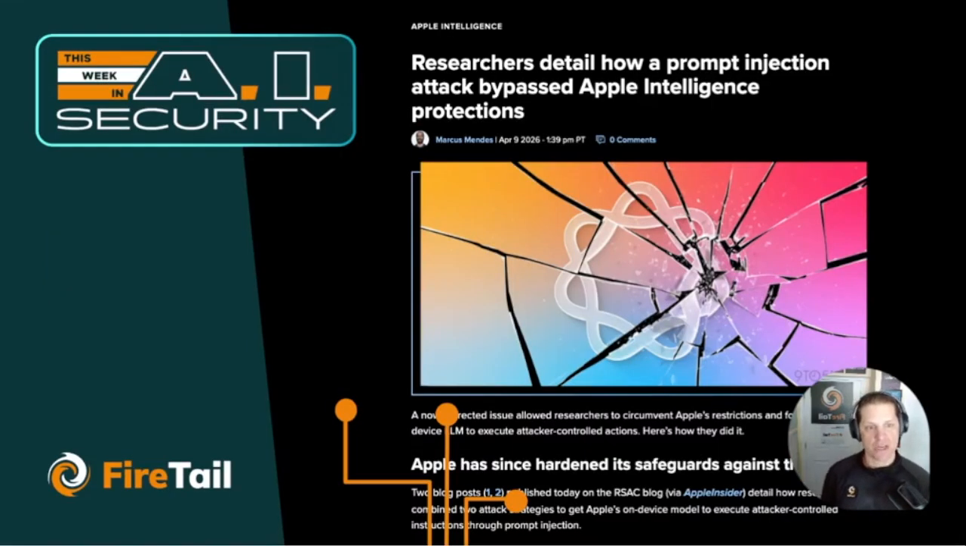So first is some research that was revealed at RSAC conference earlier this year, researchers detailing how a prompt injection attack bypassed Apple Intelligence protections. A couple of really interesting technical features of this bypass. First, the tactics used right-to-left text with override characters. It's a technique they're calling NeuralExec, and it bypasses Apple's on-device LLM input and output filtering and overrides the model safety instructions with about a 76% success rate.